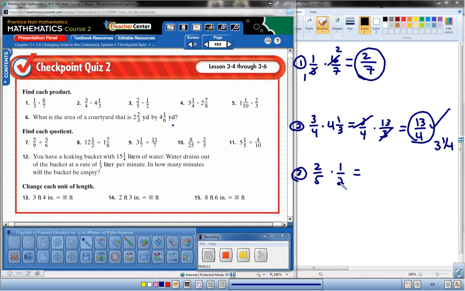The third problem, perhaps the easiest of the first 3, is 2/5 times 1/2. The 2's will divide out. I'll reduce early, and that leaves me with the final answer of 1/5.